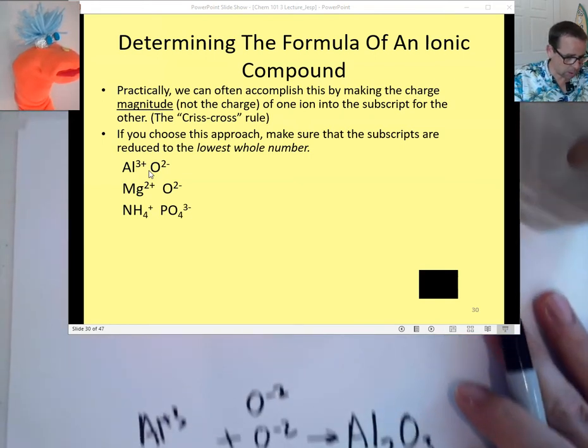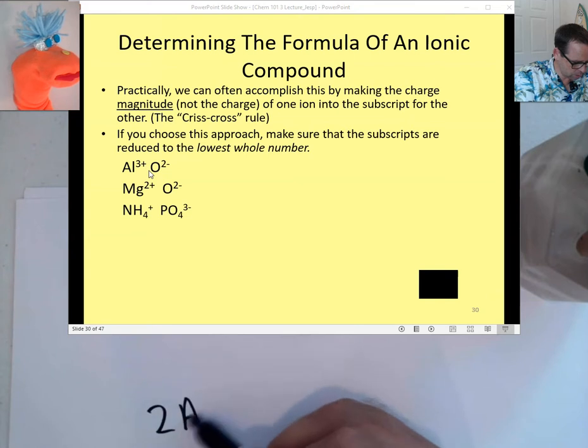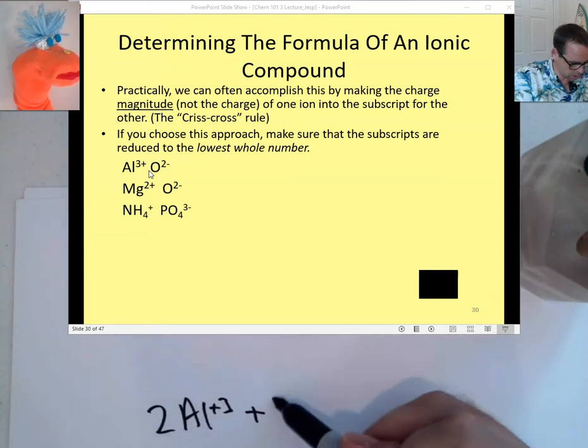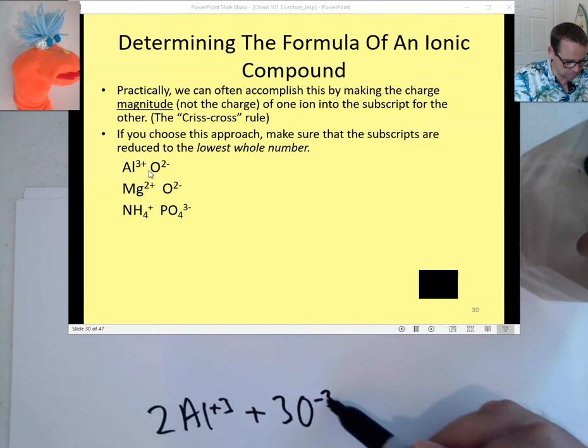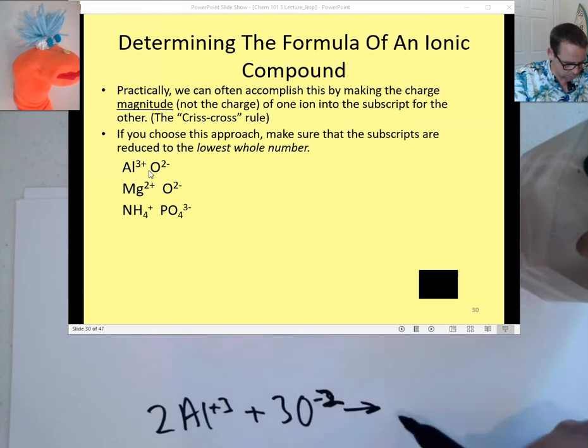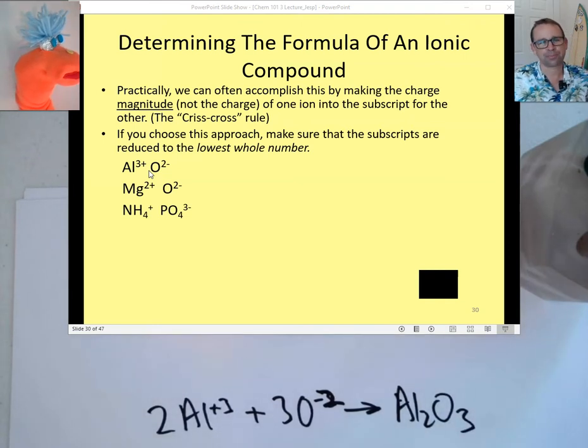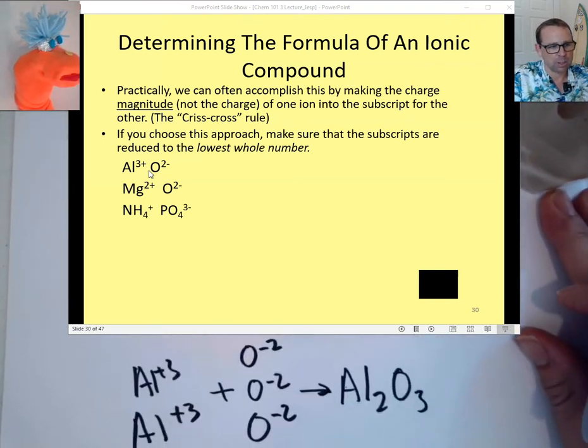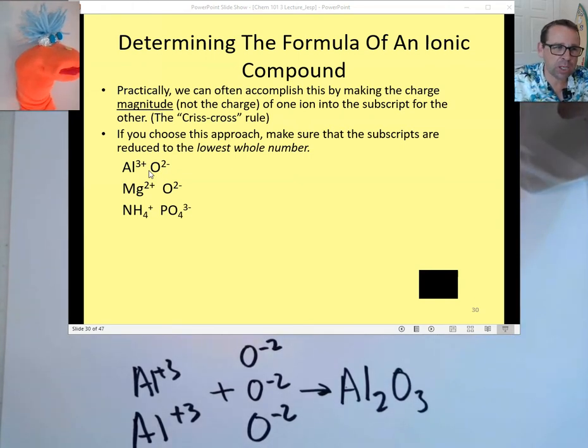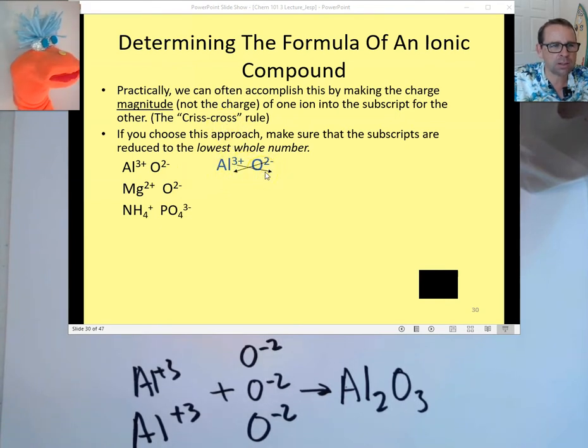Okay, can you see that? And we would write that 2 of these aluminum ions are coming together with 3 of these oxide ions, -2 charge, to form Al2O3, aluminum oxide. Very good. Another thing that we can do is use what we call the crisscross rule. We just look at the charge on the ions and see how those numbers end up being related to the number of atoms of the counter ion, the other ion.